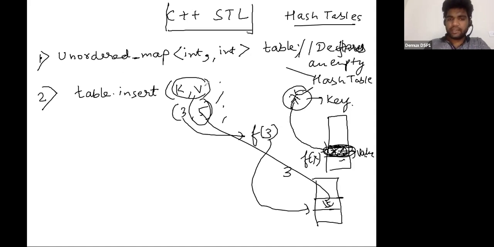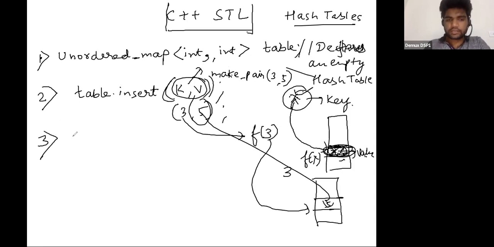This tuple that you specify, you cannot specify in its raw form. You will have to make a pair. So you can do a make underscore pair 3 comma 5. This will give you a pair and then you can do a table dot insert with that pair. We will come to that, but that's basically the syntax.